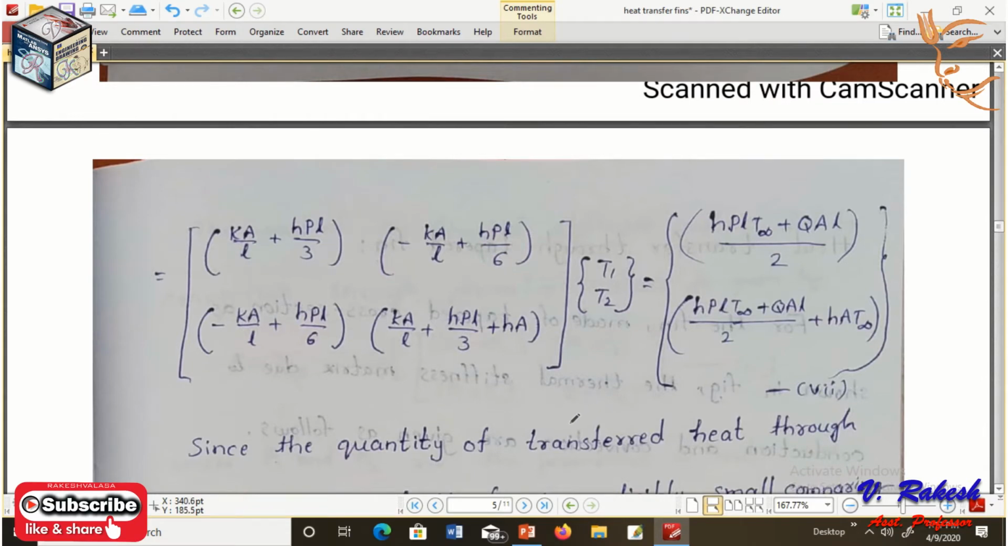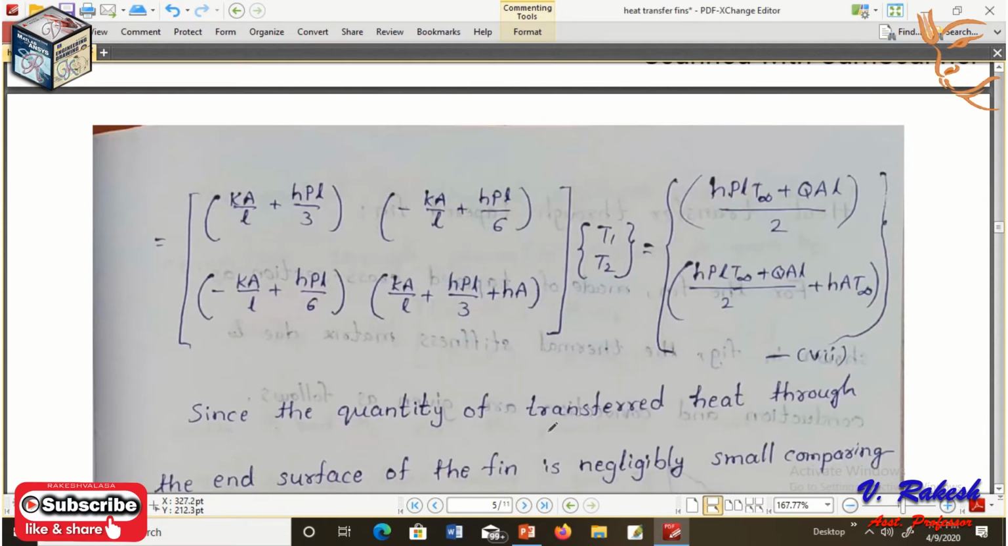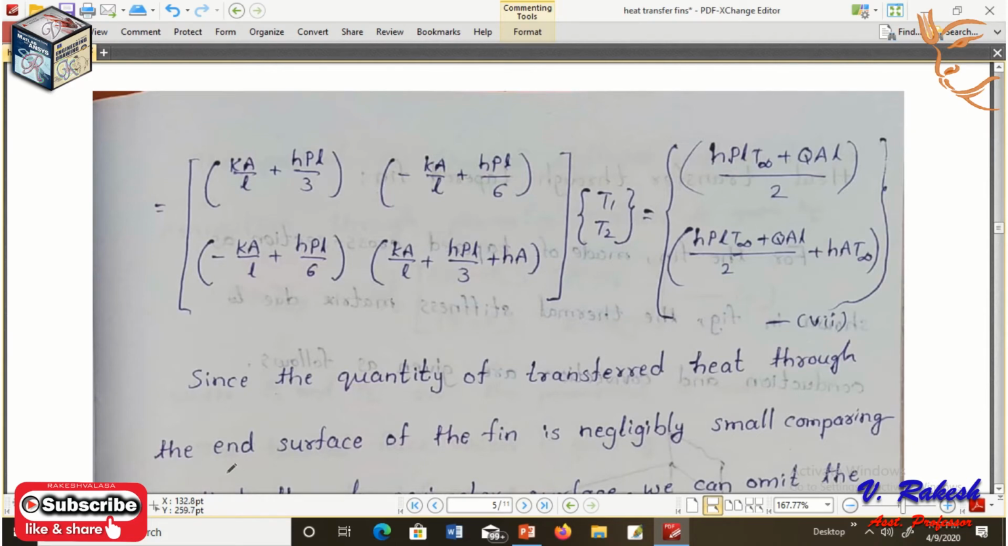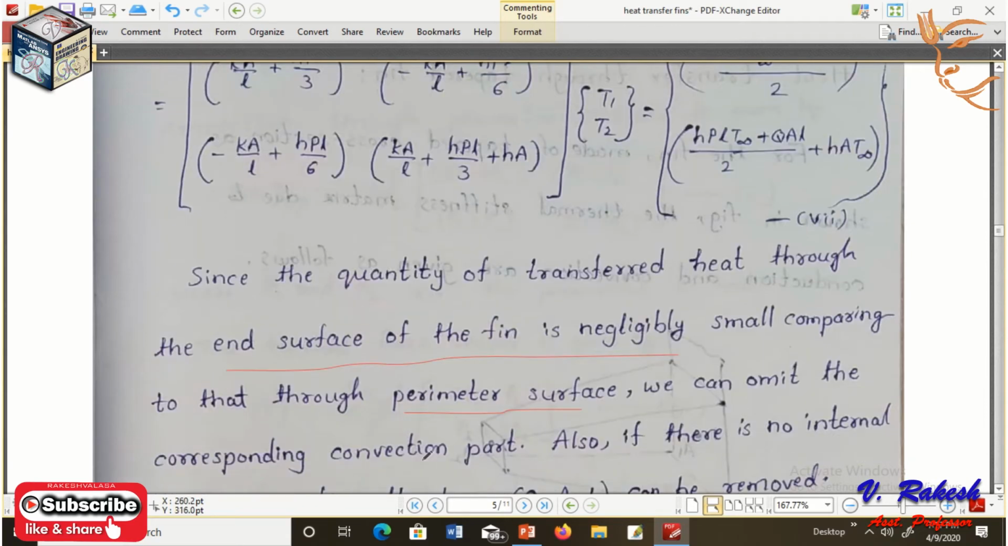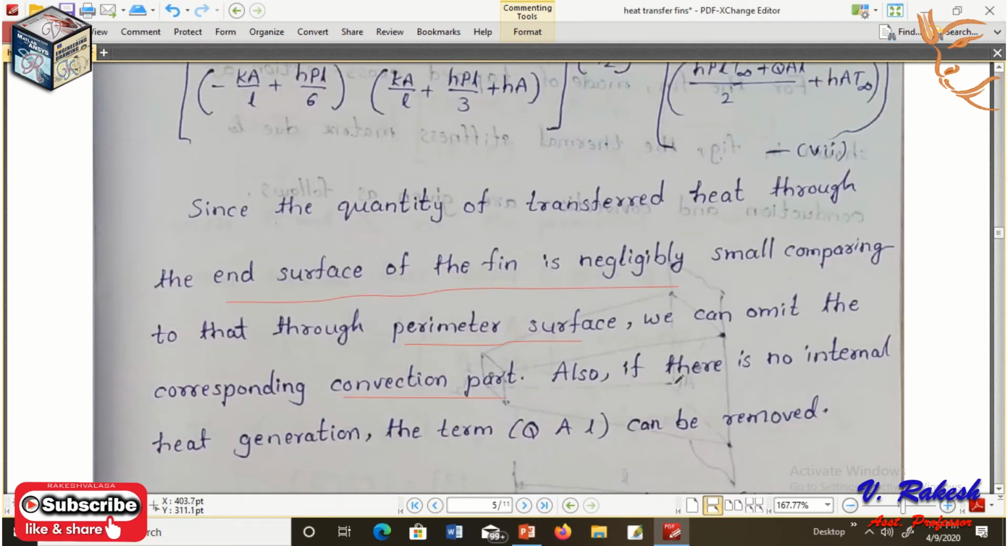Since the quantity of transferred heat through the end surface of fin is negligibly small compared to that through perimeter surface, we can omit the corresponding convection part. Also, if there is no internal heat generation, the term QAL can be removed.